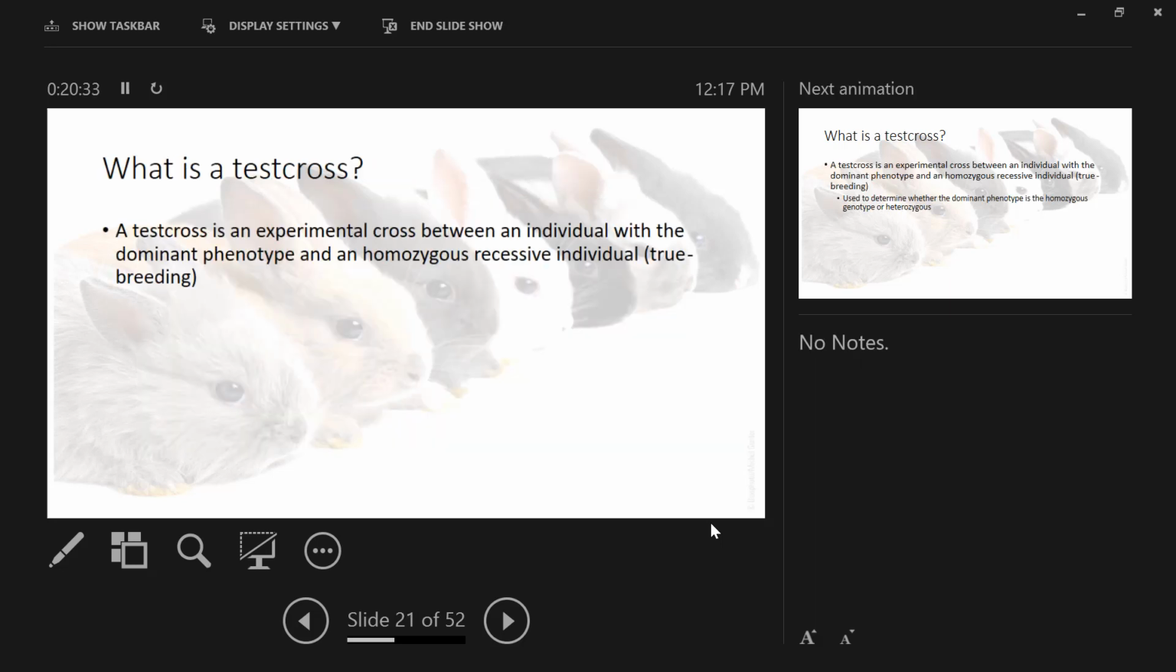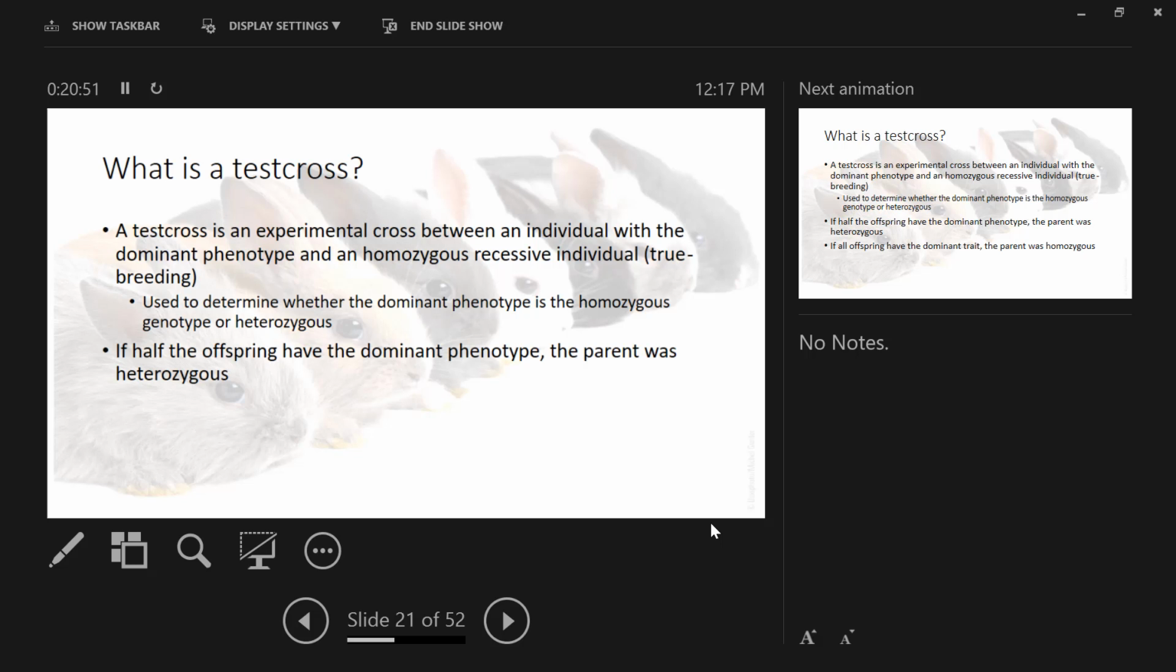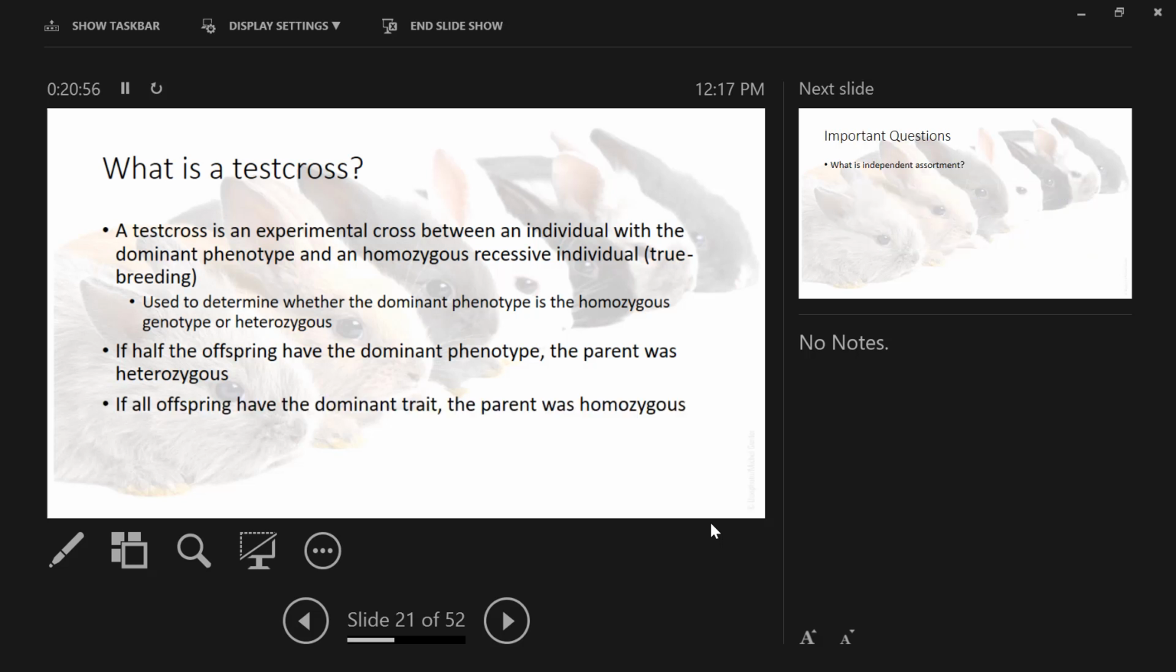So again, a test cross is an experimental cross, typically between an individual with the recessive phenotype, that's homozygous recessive, and an individual with the dominant phenotype. It's used to determine if the dominant phenotype is homozygous dominant or heterozygous. Summing this up, if half the offspring have the dominant phenotype, the parent was heterozygous. If all of the offspring have the dominant phenotype, then the parent was homozygous, or your sample size just isn't big enough. What's the probability of flipping a head 6 times in a row?